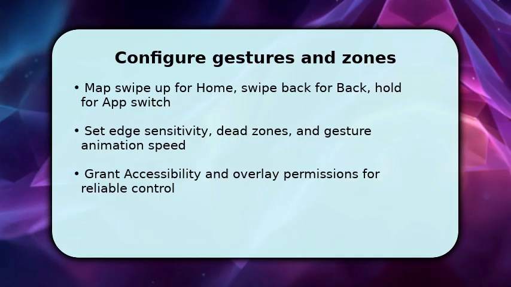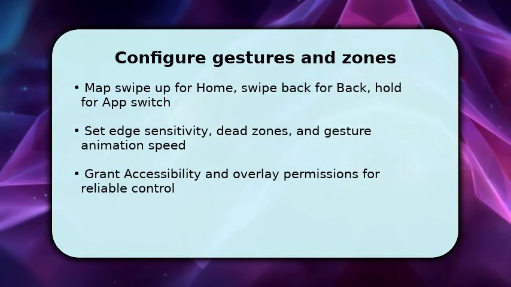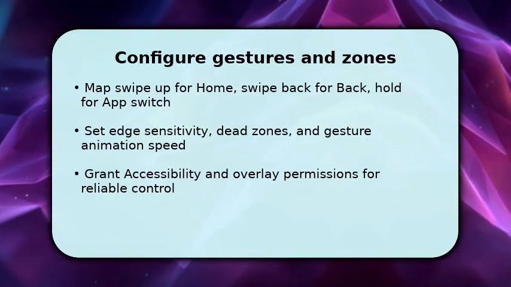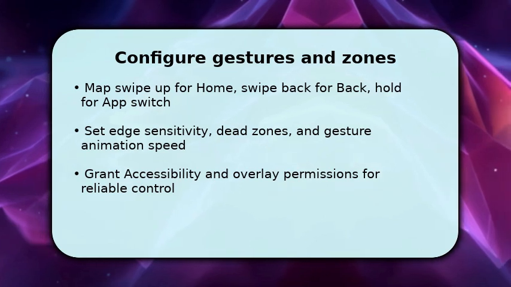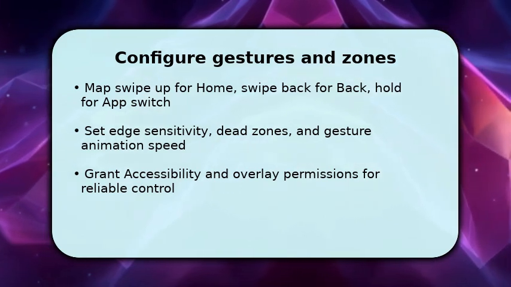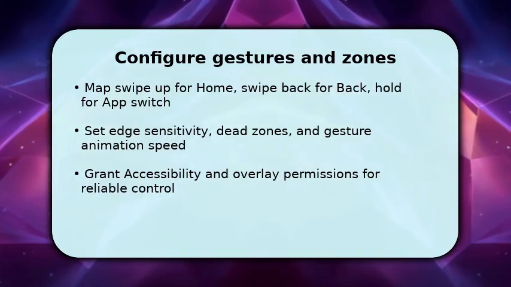This is why you adjust small increments and test after each change. Once adjusted, grant accessibility and overlay permissions so the app can reliably detect gestures across other apps. If your OEM navigation conflicts, disable it in settings to prevent double gesture issues.